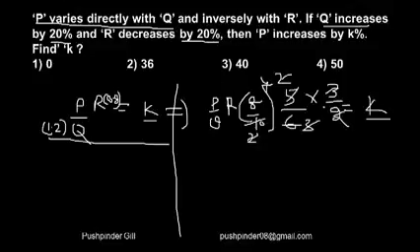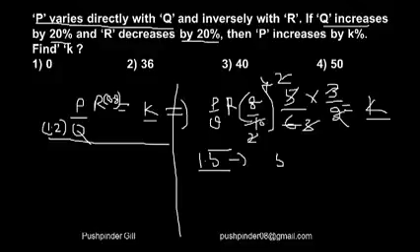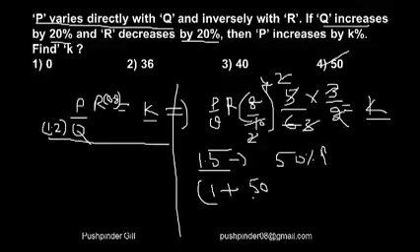So P is getting multiplied by 3 by 2. 3 by 2 is nothing but 1.5. When a number gets multiplied by 1.5, it increases by 50%. Fine, this is pretty simple stuff. When a number gets multiplied by 1.5, it increases by 50%, which is nothing but 1 plus 50 by 100, right? So this is nothing but 50%.